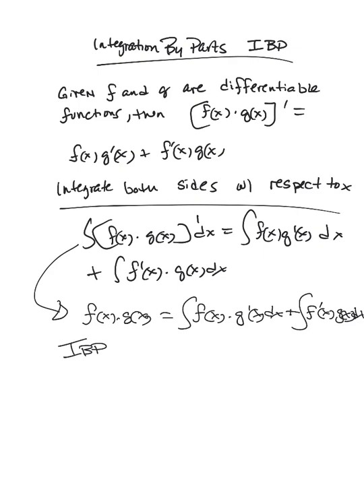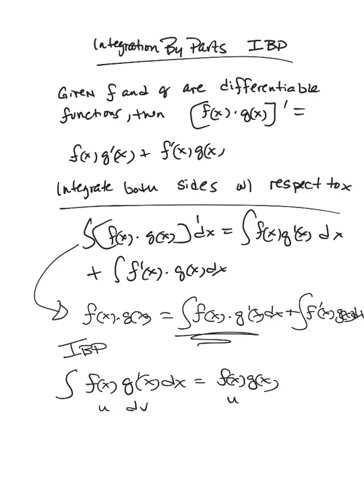So if I want this integral right here, the integral of u dv equals u times v minus the integral of v du. So the integral of u dv, this is like your u dv, equals uv minus the integral of v du.